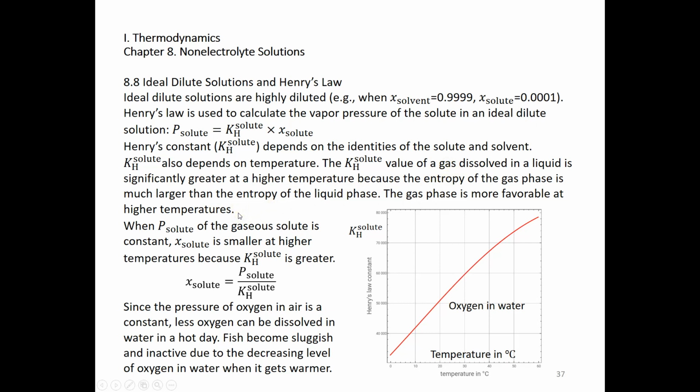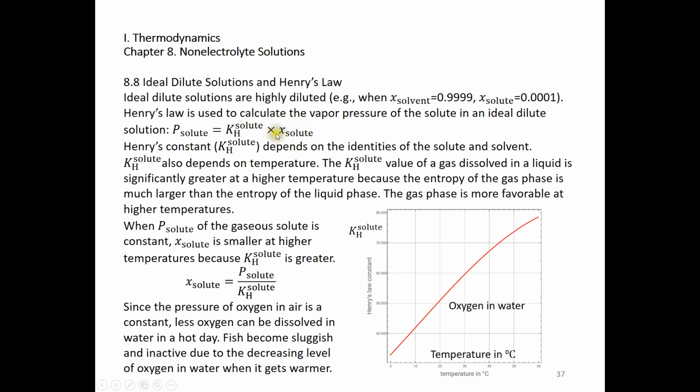Actually, this is why on a really hot summer day, the fish tend to be more sluggish, because on a hot summer day the water temperature is significantly higher than usual, and we have a very large Henry's constant over here. The oxygen pressure is roughly 0.2 bars, no matter whether the weather is warm or cold. So this is 0.2 over here, and on a hot summer day we have a large Henry's constant.